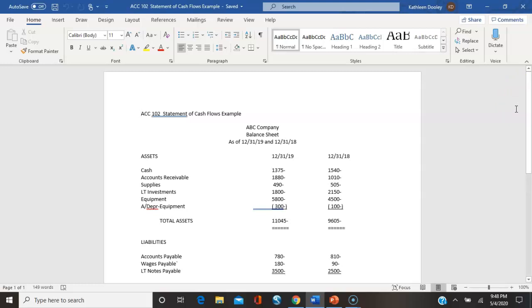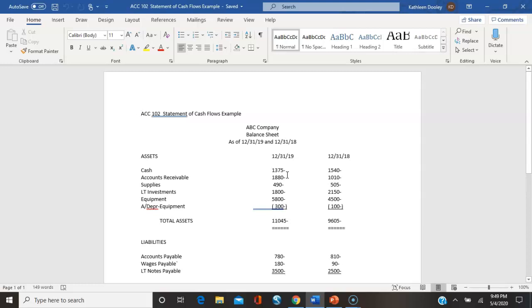with doing the statement of cash flows. Now the cash was $1375 at the end of 2019. Always our most current year is shown in the first column. At the beginning of 2019, i.e. at the end of 2018 or January 1st of 2019, we started out with 1540. So we went down from 1540 at the beginning of the year to 1375 at the end of the year.